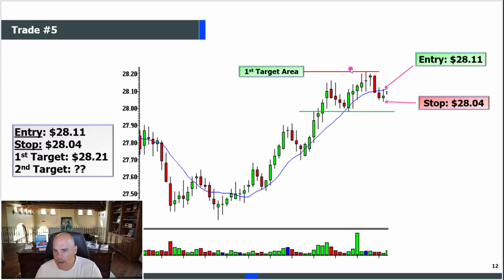What does this weak new high tell us? Talk to me. 3-word answer. It's a weak new high. What does it tell us?